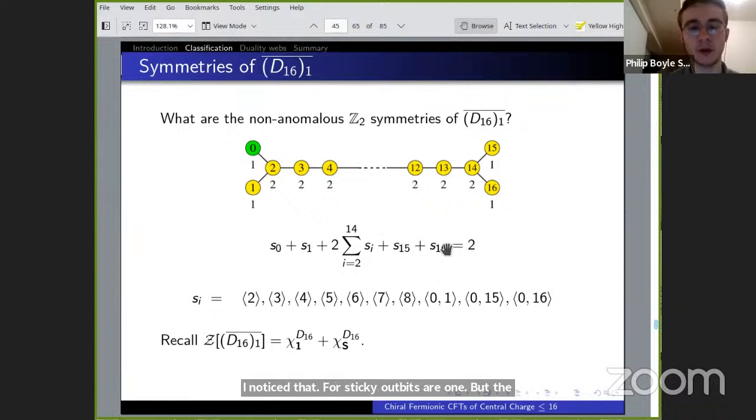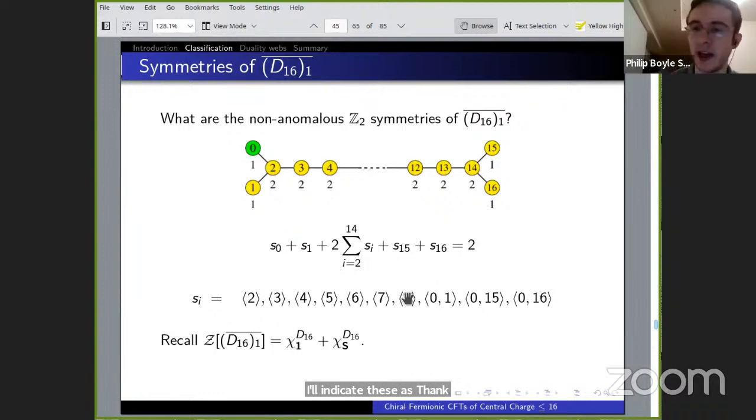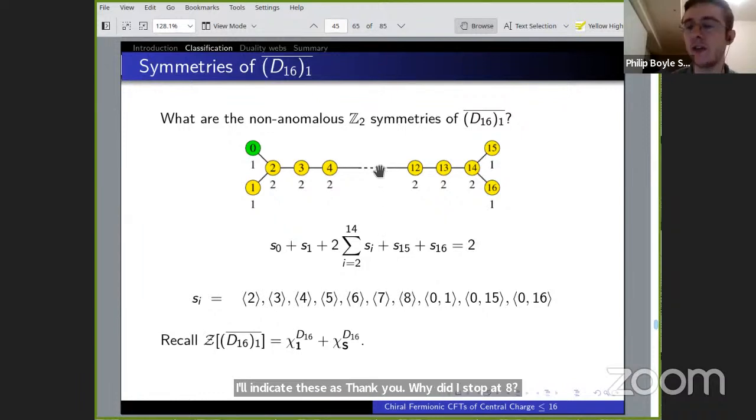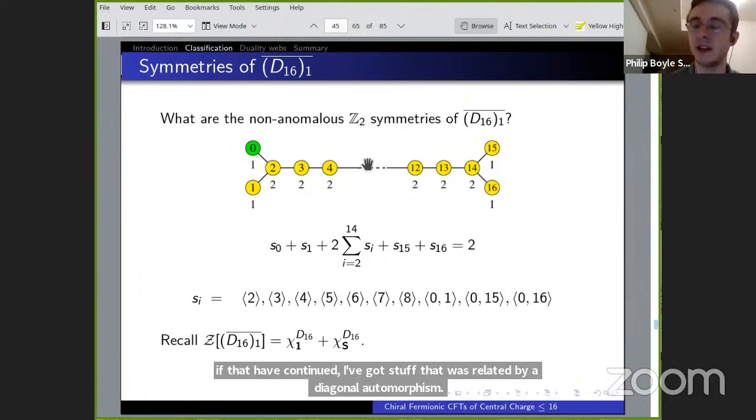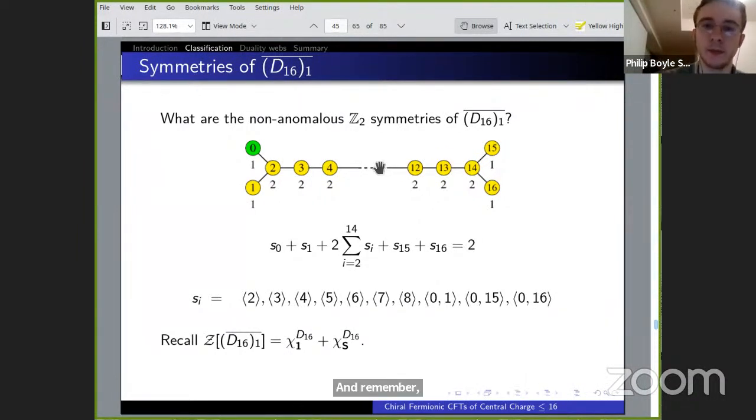So we have to solve the following equation, equal to two. So it's easy to see that there's a load of solutions where you take a single s_i equals one from the spine in the middle. I'll indicate these as angular brackets two up to eight. Why did I stop at eight? Because eight is the middle node. If I'd continued, I'd have got stuff that was related by a diagonal automorphism. And remember, symmetries are only independent if they're not related by a diagonal automorphism. So that's why I stopped at eight.